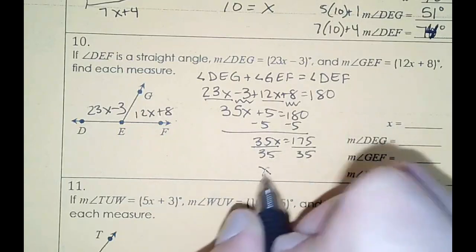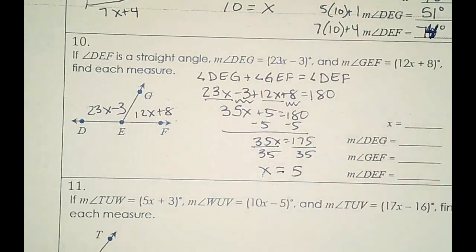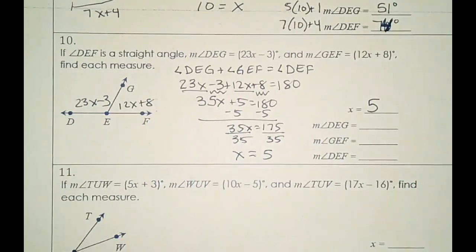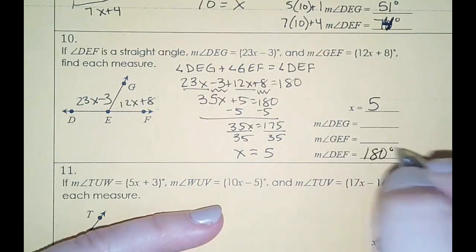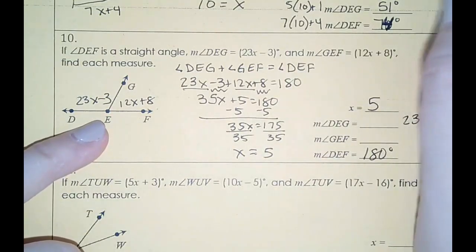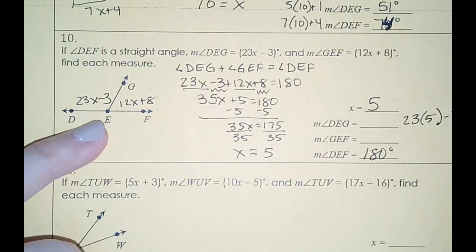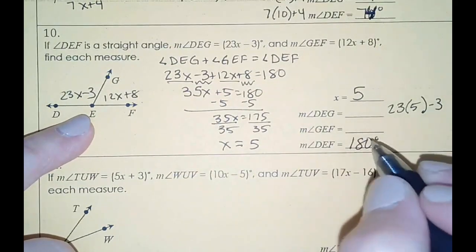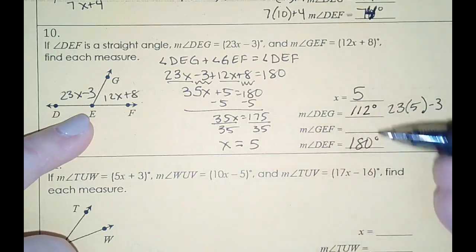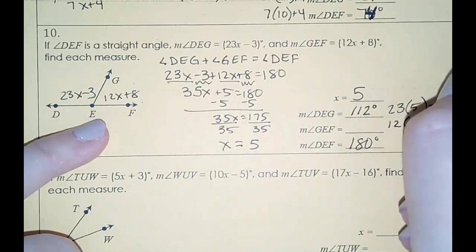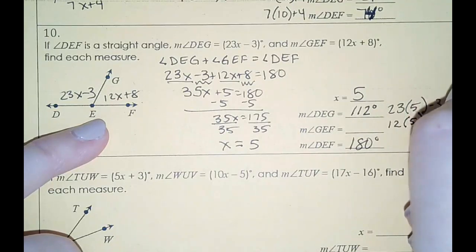Well, which one do we know right away? We know that DEF is 180 degrees. To find DEG, I do 23 times 5 minus 3. So we got 115 minus 3, which is 112. I could find this missing angle by saying 180 minus 112 and get 68. Or I could say 12 times 5, which is 60, plus 8. So then we should get 68. Don't forget your degree sign.